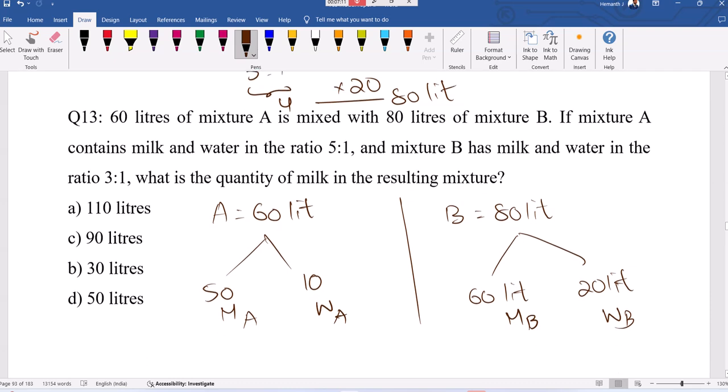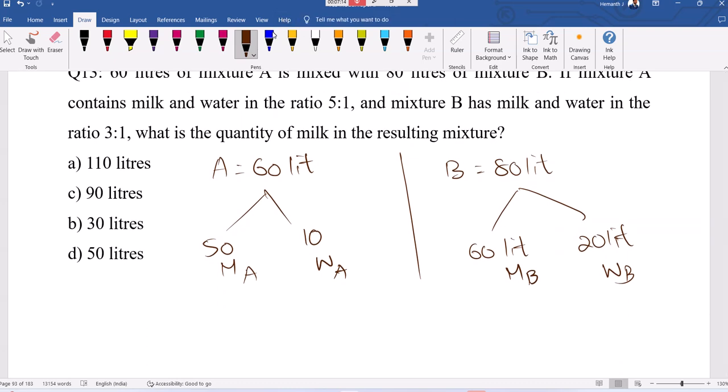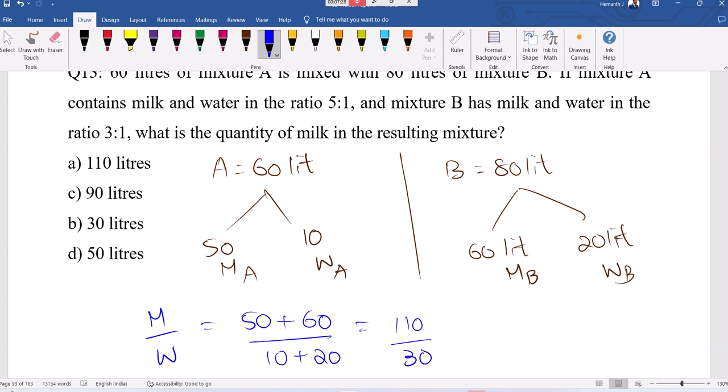So definitely in the resultant, we have milk from A and B, and water from A and B. The question is, what is the milk? 110 liters of milk, 30 liters of water. This 30 liters is water. Milk is nothing but 110. They're asking in the resultant what the milk is only, not the ratio. If they ask the ratio, 11:3.